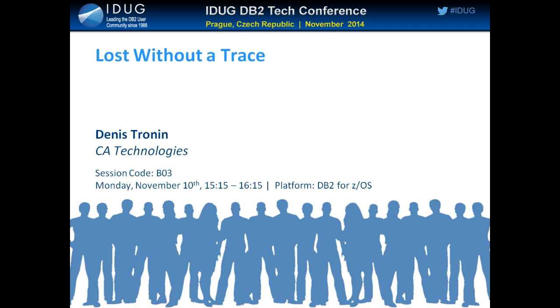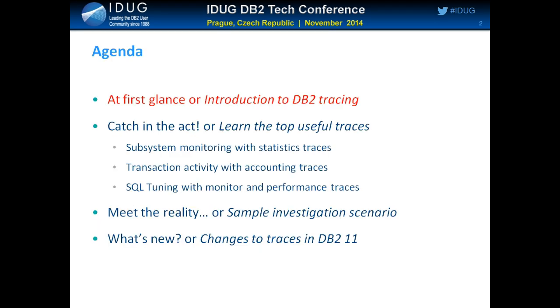And let's get started. So the agenda is we will speak a little bit about the tracing as it is, just overall introduction. Then we will focus on the specific traces, so I will try to present you what you might expect from the Db2 traces. So we'll speak about the subsystem monitoring, about the accounting data, about SQL tuning with the performance, and then I tried to come up with some real life examples, so some sample investigation scenarios. And then we will cover what is new in Db2 11. So anytime if you have some question or anything, please stop me and ask the question.